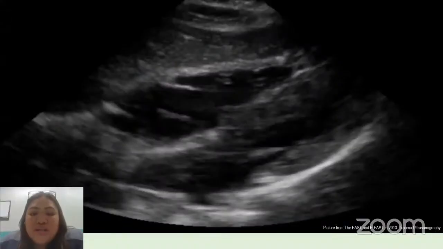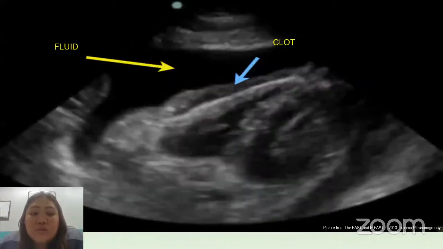So I have here an example that shows a negative cardiac view, and I have also here an example that shows a positive cardiac view. We have here the yellow line, and it represents the fluid. And I have also here the blue arrow that represents a clot sealing a penetrating wound in the right ventricle.